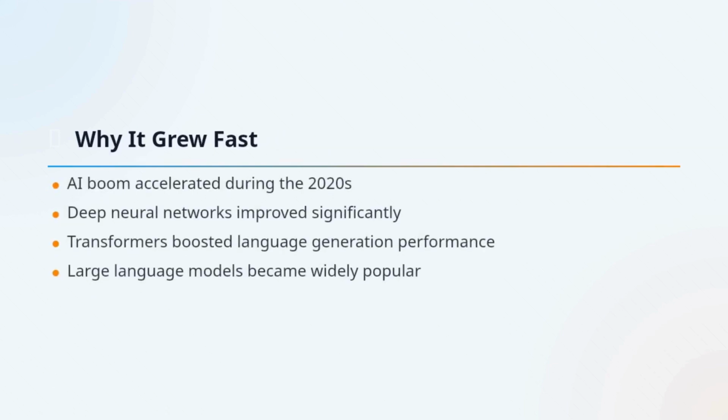Generative AI became much more common during the AI boom of the 2020s. The big reason was improvement in deep neural networks, especially transformer-based models that handle language very effectively. These advances made large language models, or LLMs, powerful enough for real-world products. That is why tools like ChatGPT and image generators suddenly became visible to the general public.